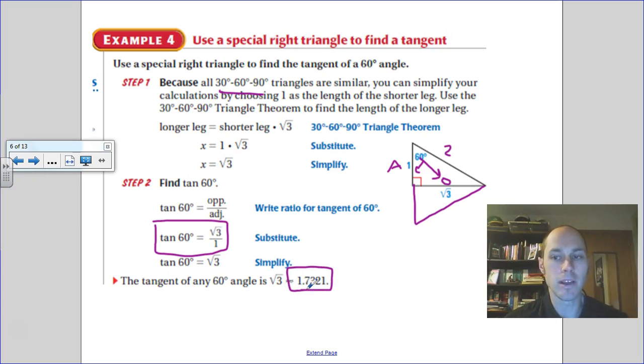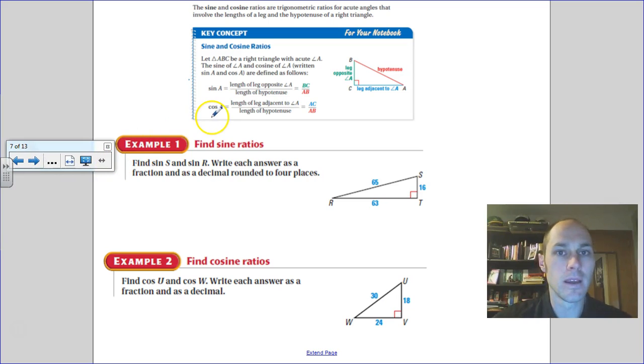But that might be helpful, and it will be helpful later on as you get into pre-calculus and calculus as you start working with those special trigonometric ratios a little bit more to know the exact measurement. Next, we'll talk about sine and cosine.